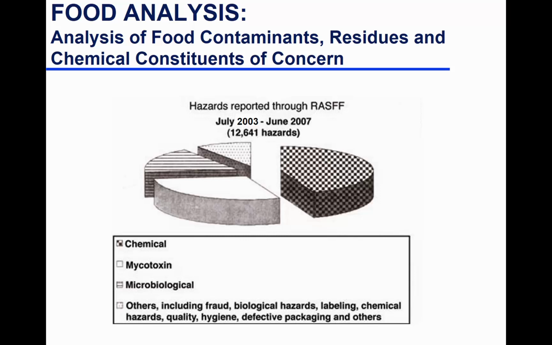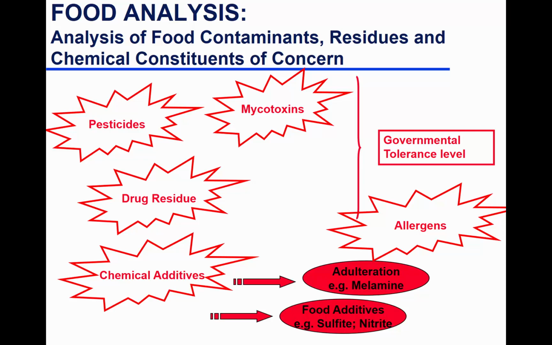Labeling, from the ink. Other chemical hazards such as acrylamide, for example, developed during processing. Hygiene issues, defective packaging, and all of that. So the categories that we're going to talk about today are three main categories: pesticides, mycotoxins, and drug residues, antibiotics that is.